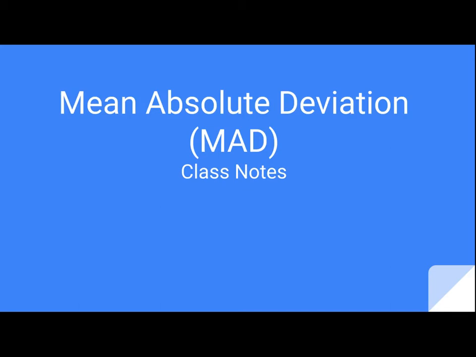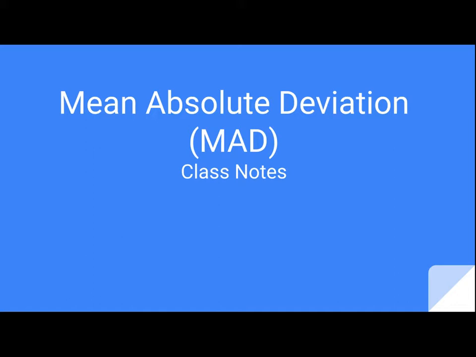Guys, in this video we're going to talk about mean absolute deviation, and we're going to call it MAD. So let's talk about what those words mean. Mean, the first word, is the average of a set of data. Absolute, think about absolute value. Deviation means how much spread out the data is.